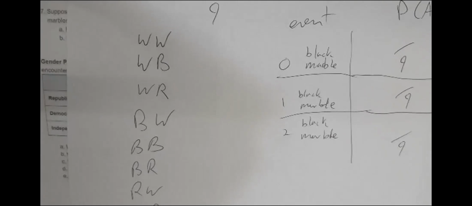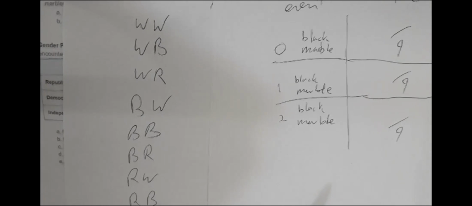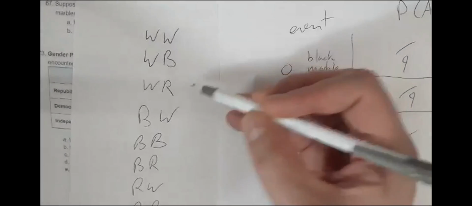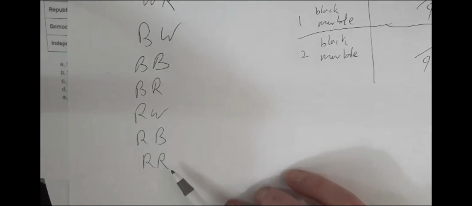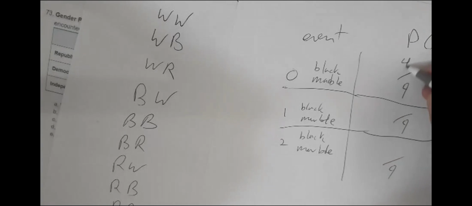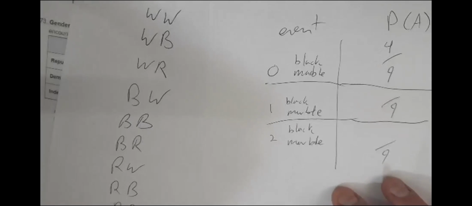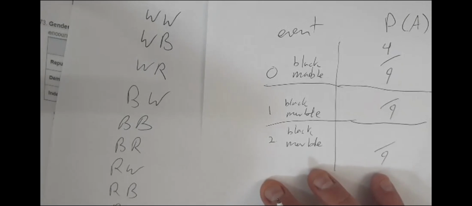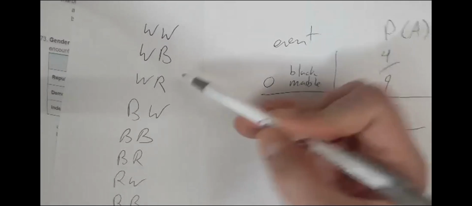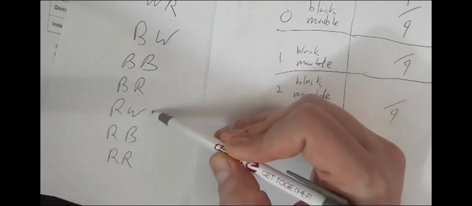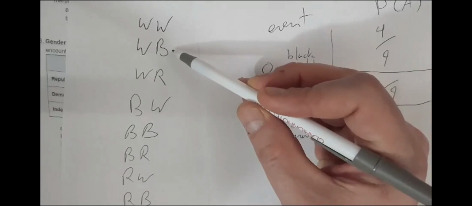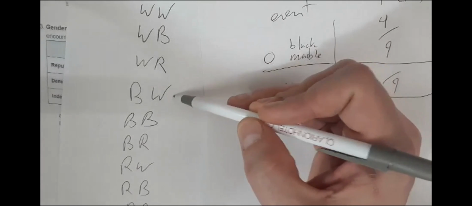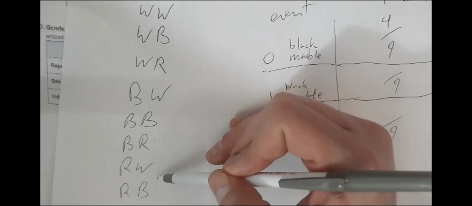We want to do 0 black marbles. How many of these options have 0 black marbles? 1, 2, 3, 4. Does that seem right? I think there's 4 of them. How many have 1 black marble? I'm seeing 4: black white, black red, white black, red black. We got 1 black here, 1 B here. 1, 2, 3, 4 of those.